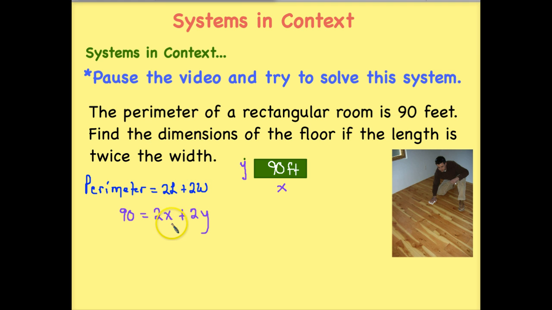Now we need to use some additional information. It says that the length is twice the width. Therefore, the length, x, is equal to 2 times whatever the width is. So if the width was 3, the length would be 6. Now we have both of our equations, and we can go ahead and solve, as we did in the last lesson, using the most appropriate method.